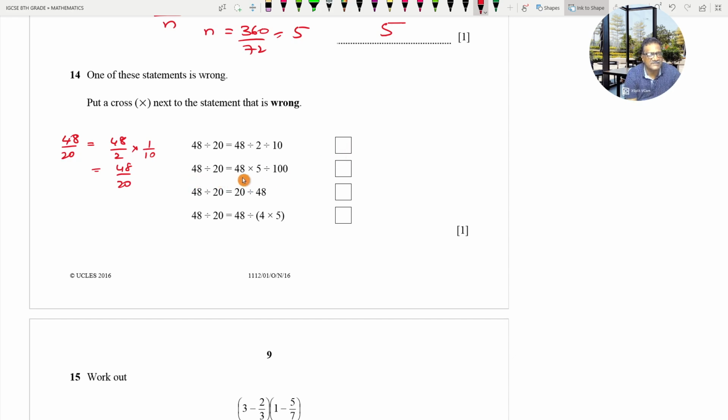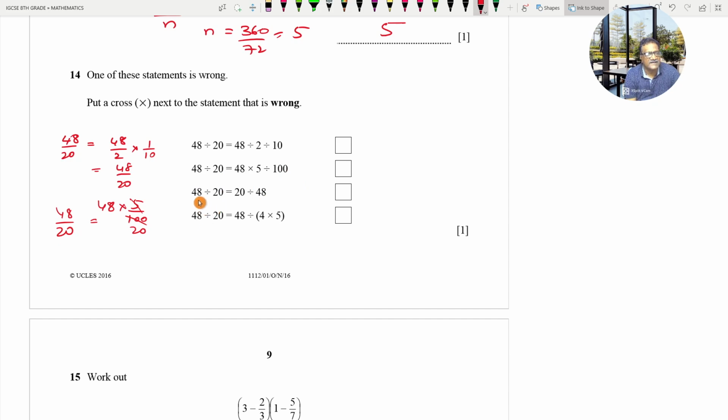48 divided by 20 is equal to 48 into 5 divided by 100. Now 48 into 5 divided by 100 can be written in this way, and 5 will cut in this way, and we get 20. So this is nothing but 48 divided by 20, which is there on the left hand side. So the second statement is also correct.